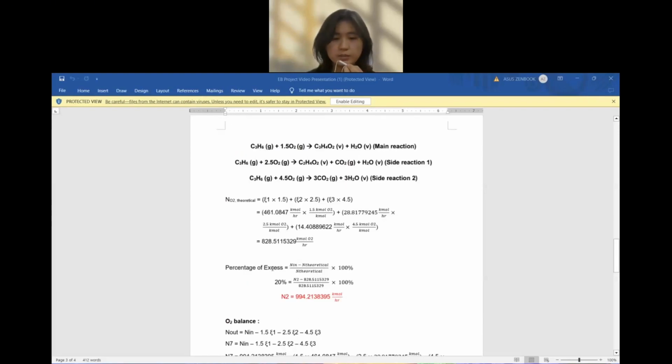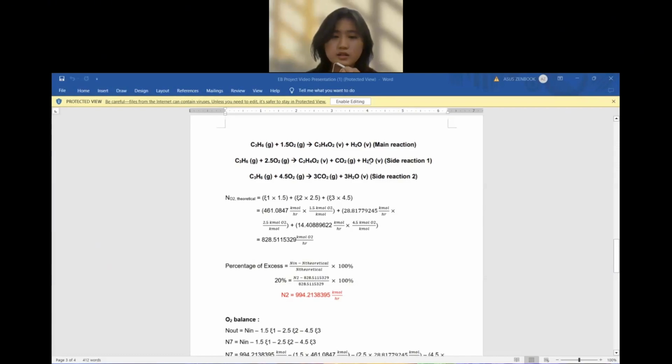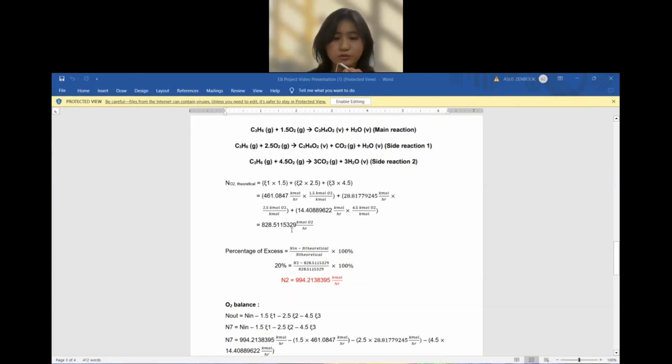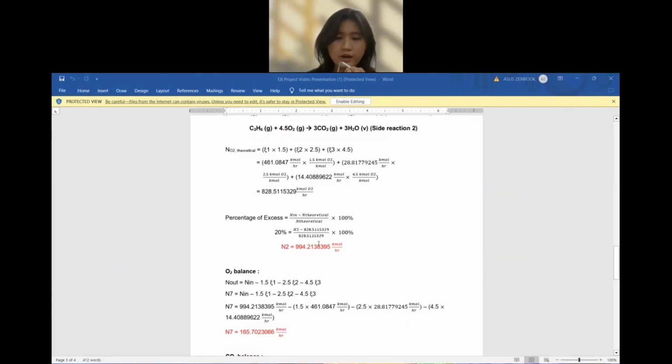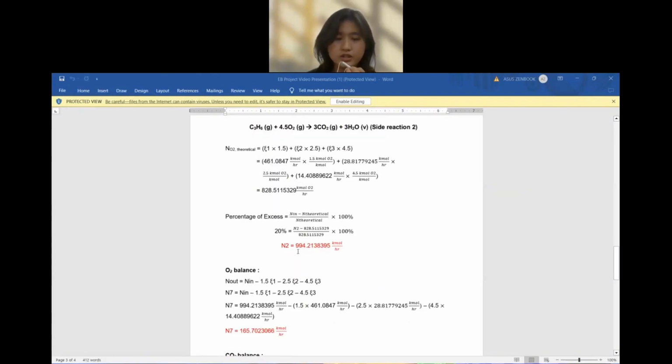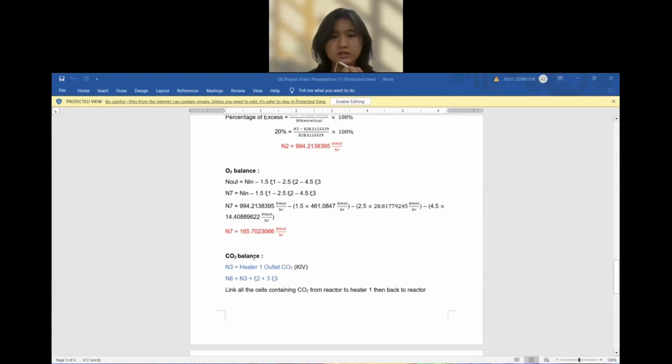Next, the question gives that the percentage of excess oxygen is 20%. Firstly, we find the theoretical O2 by using the extent of reaction, and then we obtain the theoretical N of O2. We substitute this value into this formula and obtain N2, which is the inlet oxygen. Then, by using the extent of reaction method for the O2 balance, we obtain N7, which is the outlet of oxygen.